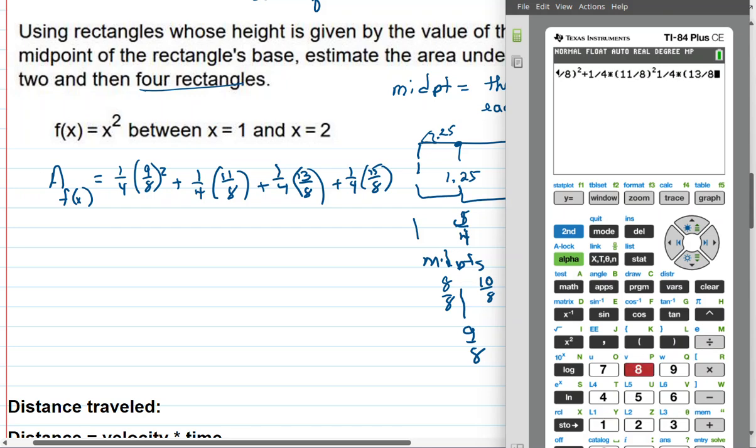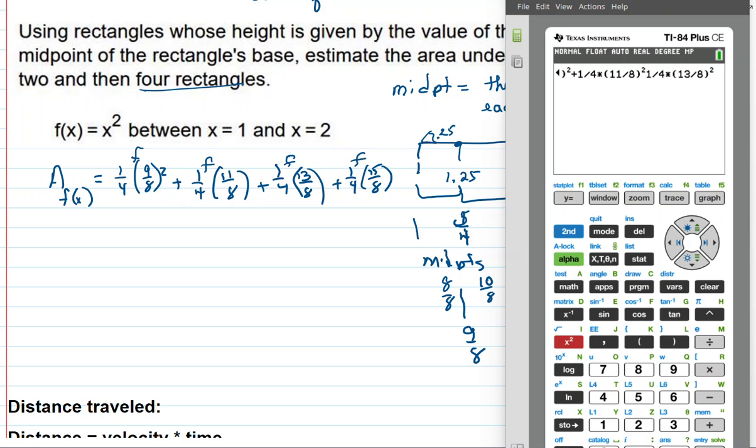Type in something wrong. 1/4, 1/8. Because these are F of. Sorry, I forgot my F. I forgot to write the F. 3/8. I forgot the F. I'm sorry.